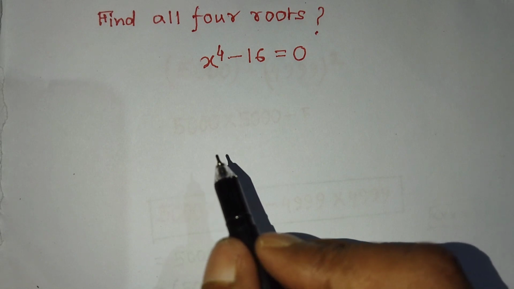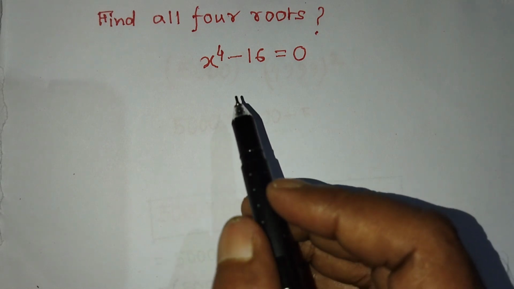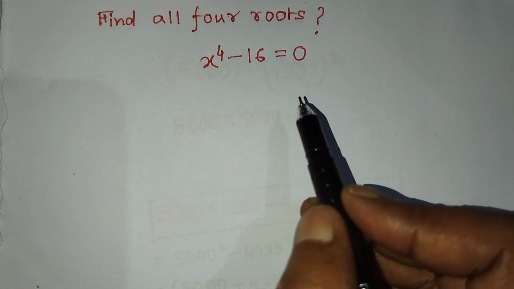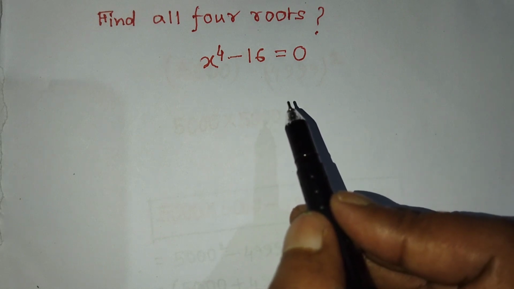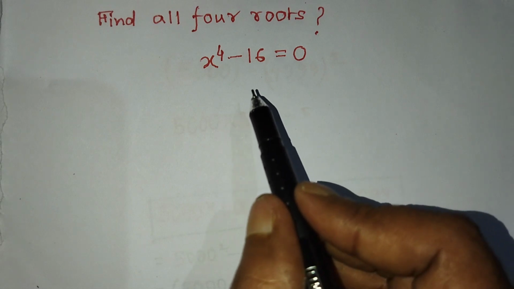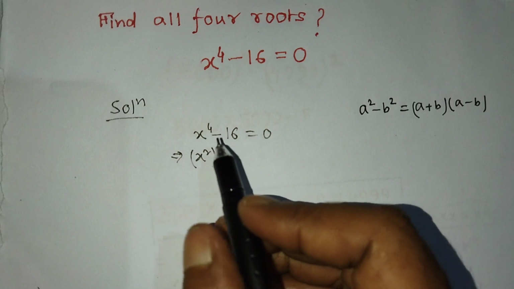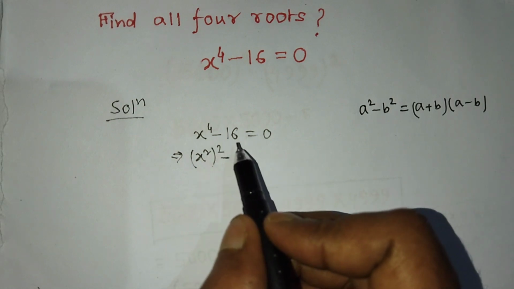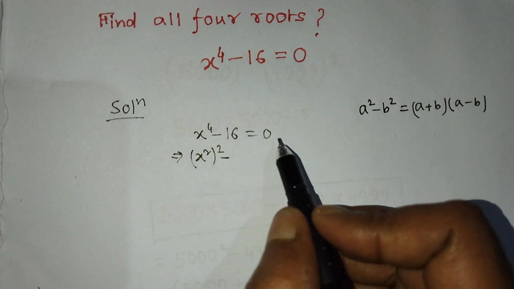So my dear student, today our question is x to the power 4 minus 16 is equal to 0. Through this video I will tell you how to find out all roots of this equation. So student, our equation is x to the power 4 minus 16 is equal to 0.